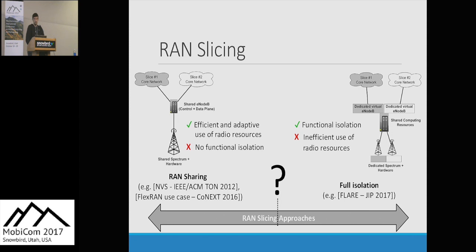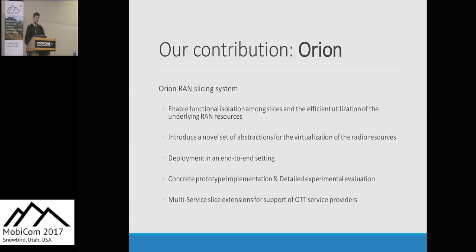Based on that, we designed and implemented Orion, which is a RAN slicing system that enables functional isolation among slices and at the same time allows efficient utilization of the underlying RAN resources. And to provide this isolation, among others, Orion introduces a set of abstractions for the virtualization of the radio resources. Apart from that, in our paper, we investigate a number of other aspects, but I'm going to focus on the main design of Orion here.